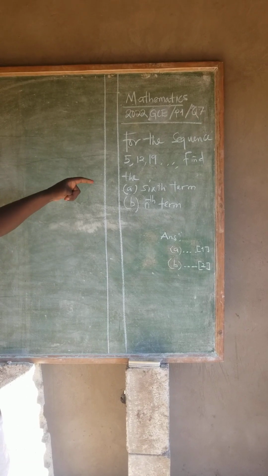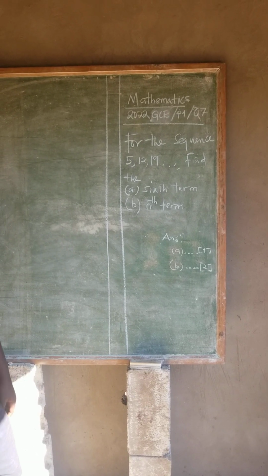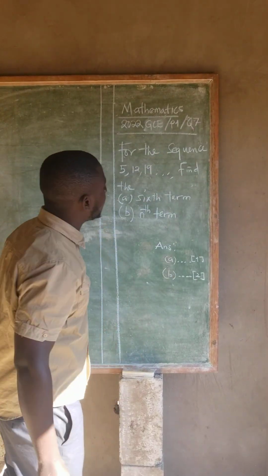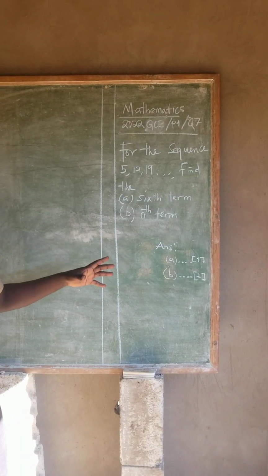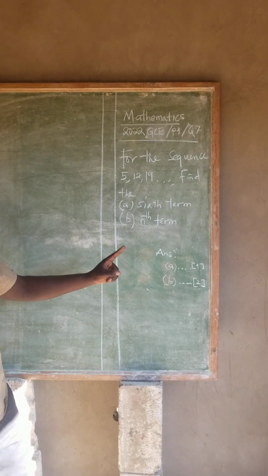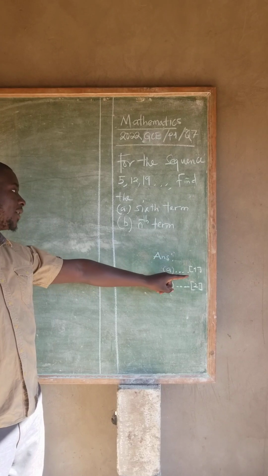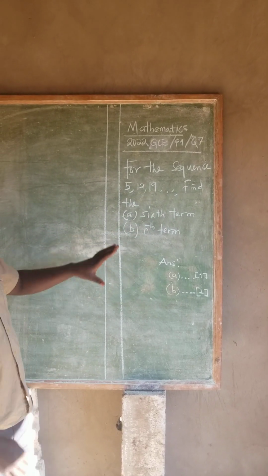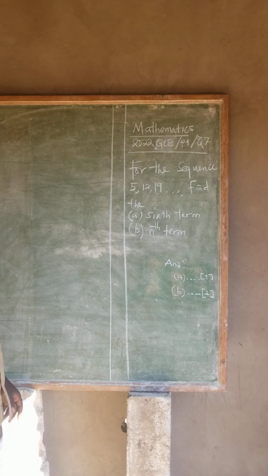Okay, so this question is coming from 2022 GCE paper 1. It was question 7. If you look at this one in paper 1, it carries 3 marks. There's 1 mark here for the first part and 2 marks here. So the weighing for this one in paper 1 will be getting 3 marks.